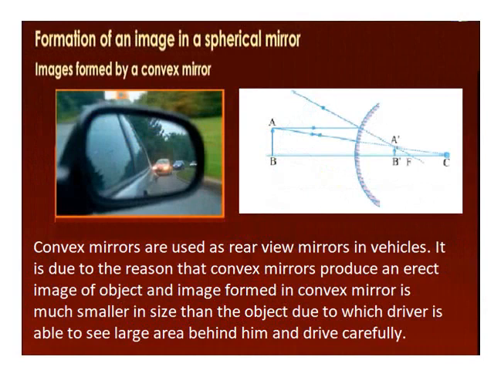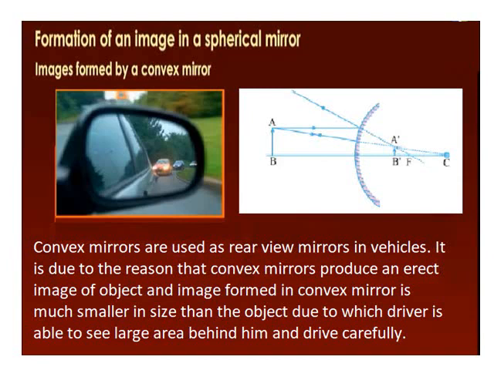Children, with that ray diagram, we complete the ray diagrams for the spherical mirrors. In the first class, we have seen and drawn 6 image formations for a concave mirror, and today only 2 positions for a convex mirror. So totally 8 diagrams, 6 for concave and 2 for convex mirrors. With that, we are completing the ray diagram process.